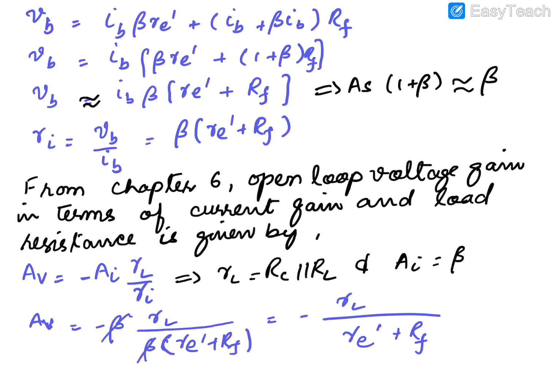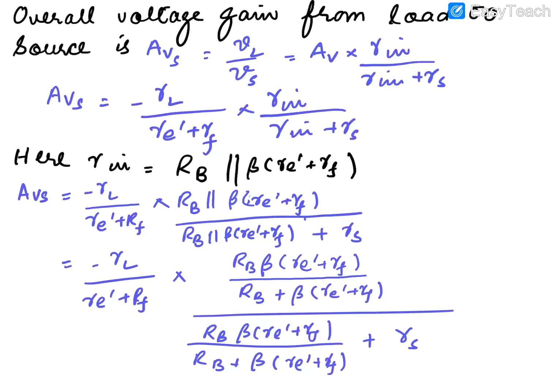So by putting the values of AI equal to beta and RL equal to RC parallel with RL, this is the AC load resistance, you can find the open loop voltage gain, which is equal to beta times RL divided by beta RE dash plus RF, which is equal to RL divided by RE dash plus RF.